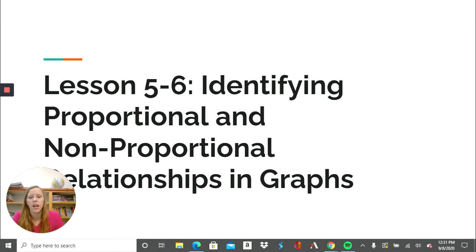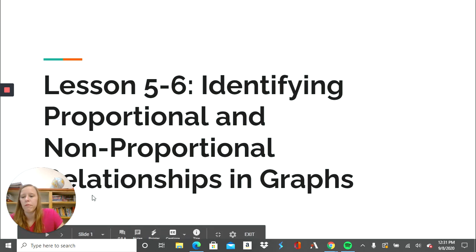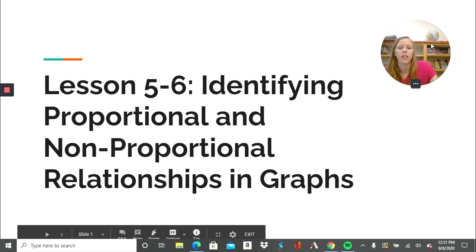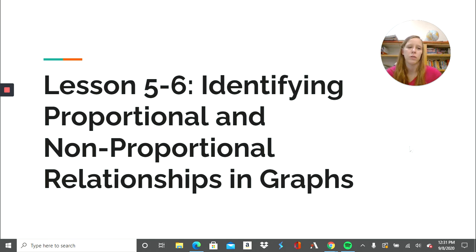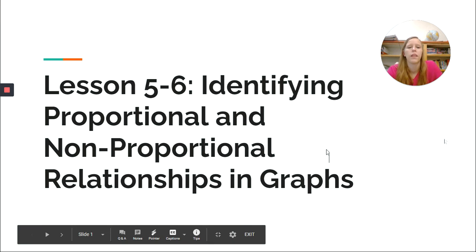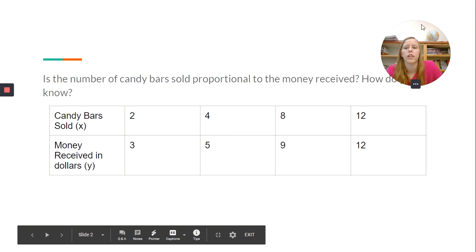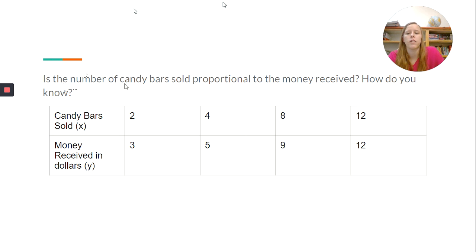It's Wednesday. So over the next couple of days, we are going to be looking at identifying proportional and non-proportional relationships in graphs, and then we'll look at tables and just how we can identify them using more than just the actual proportion, okay? So here we're going to look at whether or not the number of candy bars sold is proportional to the money received, and then how do you know that?